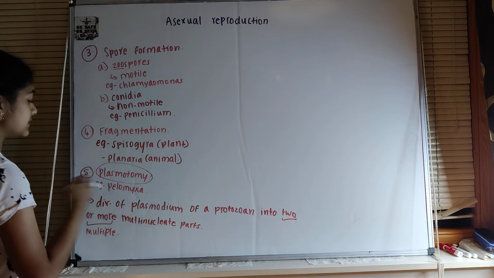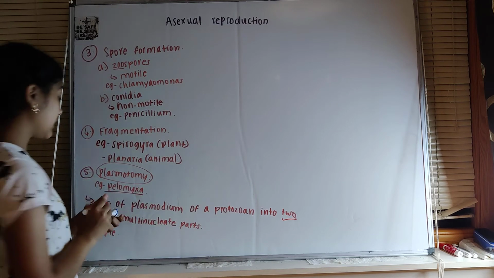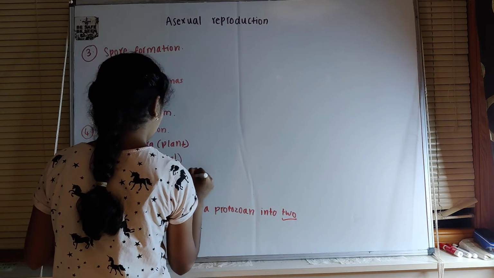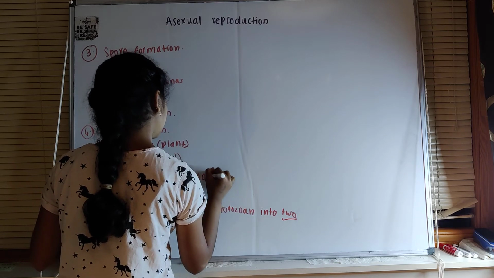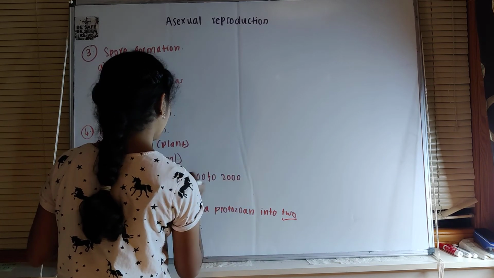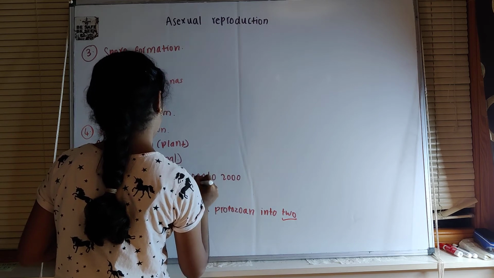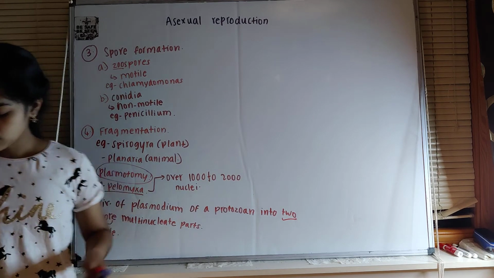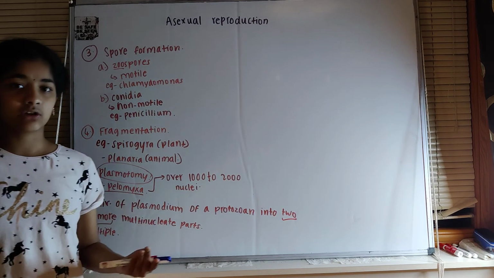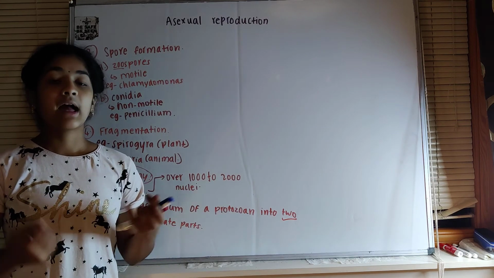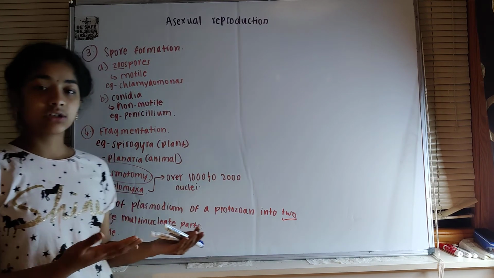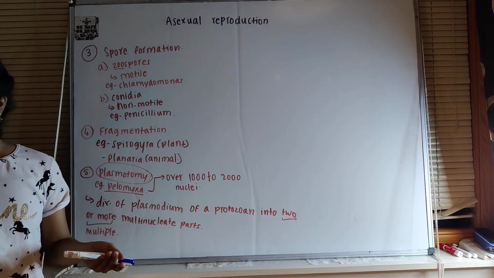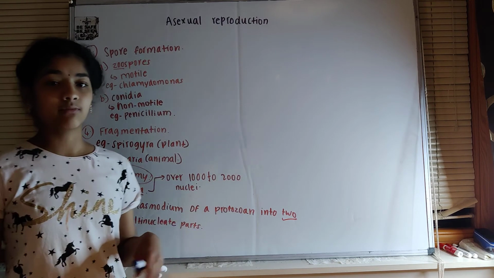So the example we took is about Pelomyxa, and the special thing about Pelomyxa is that it has over 1,000 to 2,000 or more nuclei. This is the unique thing about Pelomyxa. So we talked about 5 different types of asexual reproduction. The first one is fission, and we have binary fission and multiple fission. Example of binary fission is amoeba, and for multiple fission we have plasmodium, which is the causative agent of malaria.